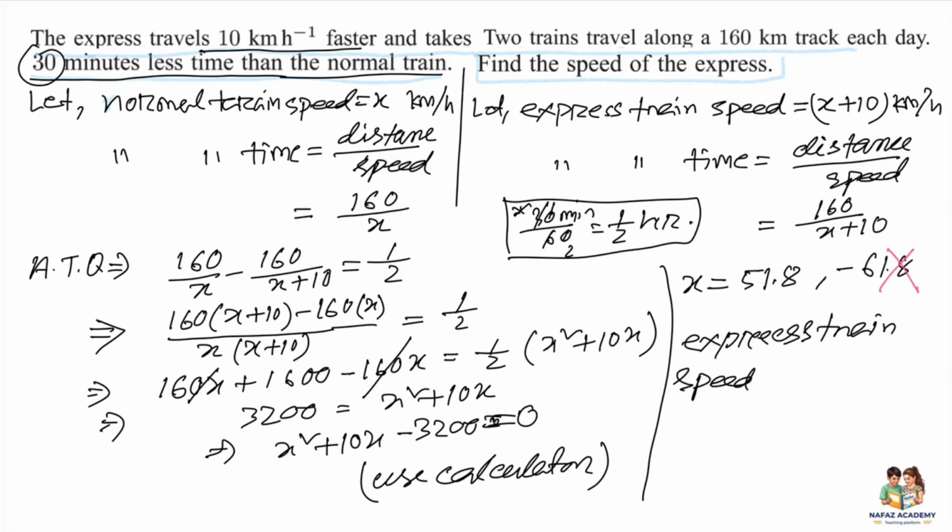So what is the question? x plus 10 is the speed. The express train speed equals x plus 10, that is 51.8 plus 10, which is 61.8 kilometers per hour. This is our answer.